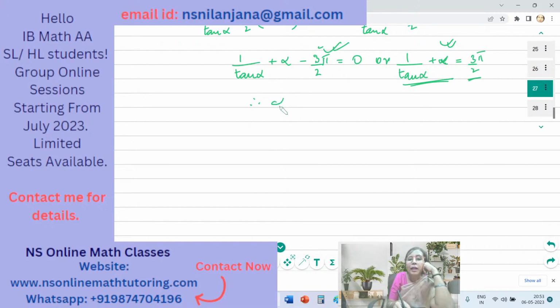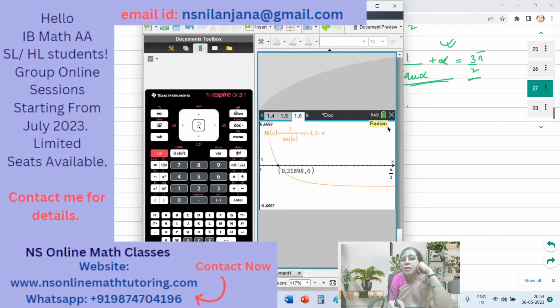Therefore, alpha equal to 0.219 up to 3 significant figures. This is in radians.